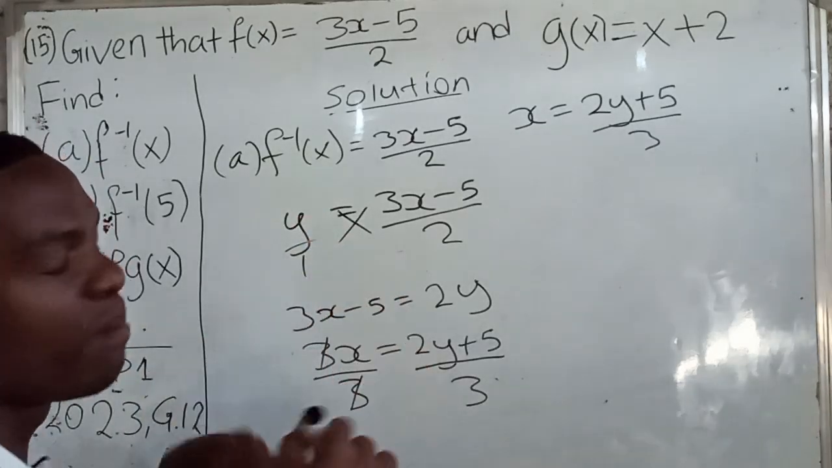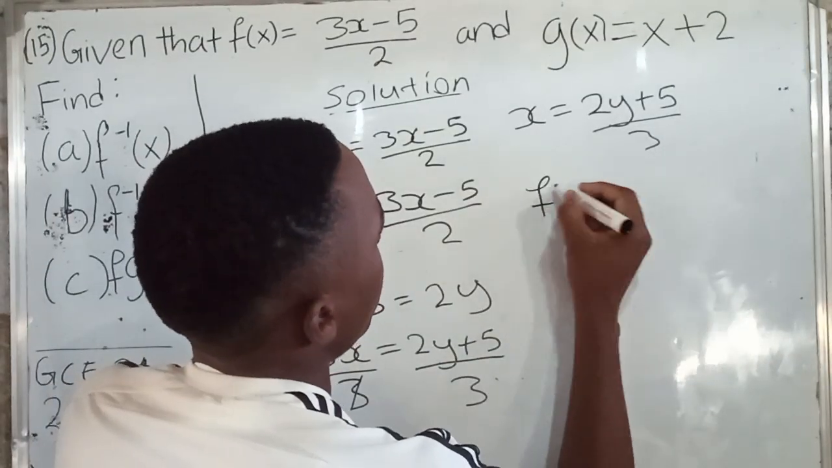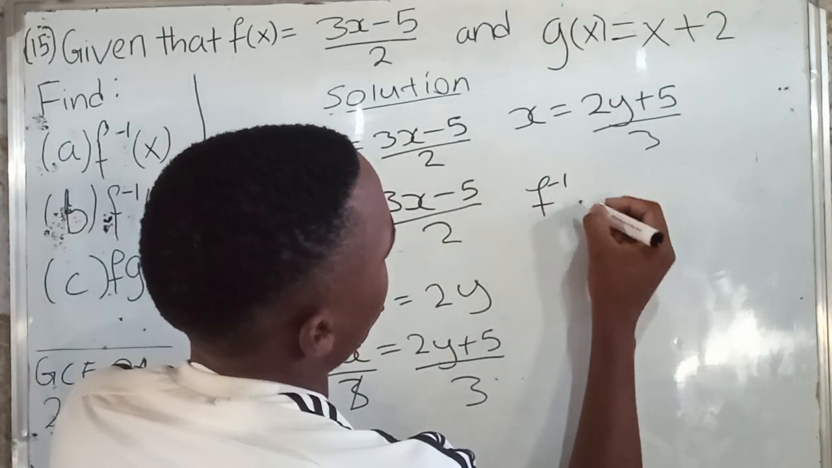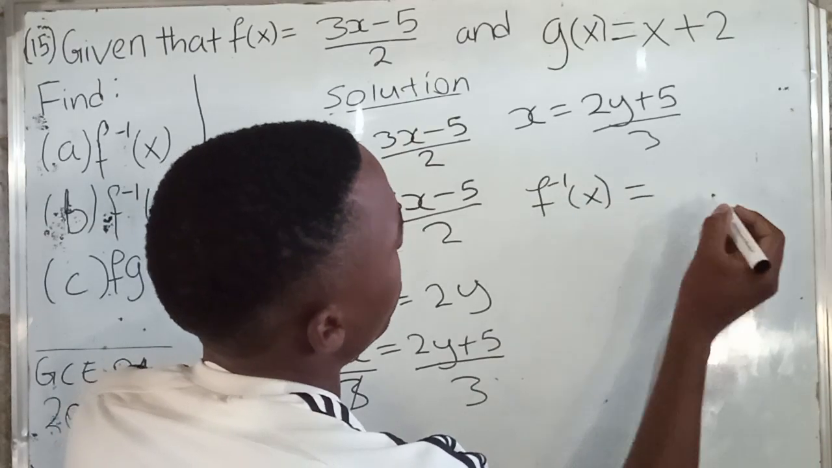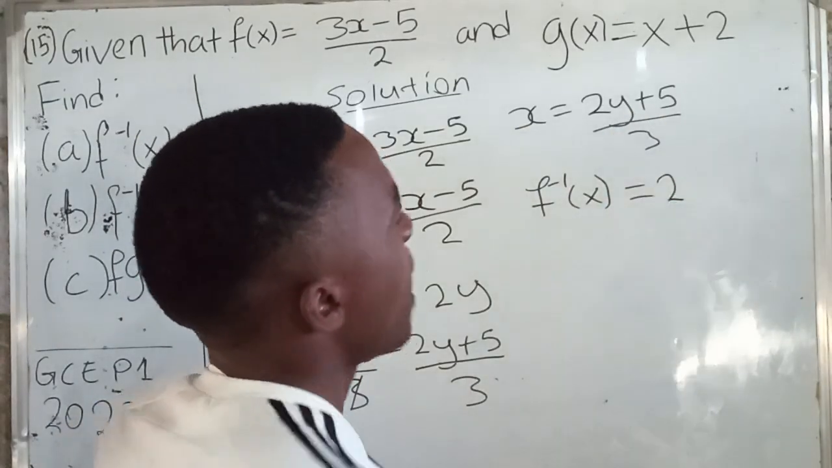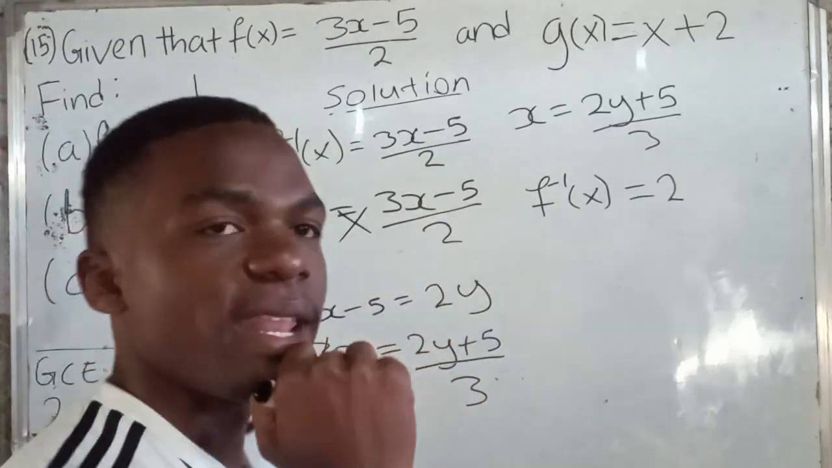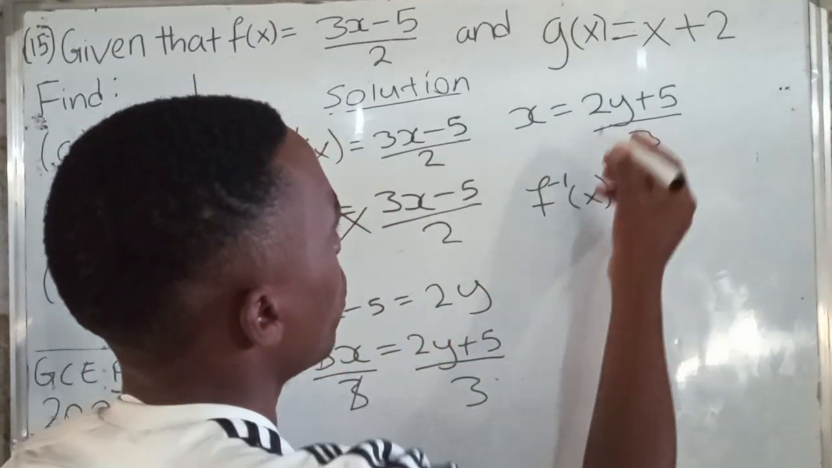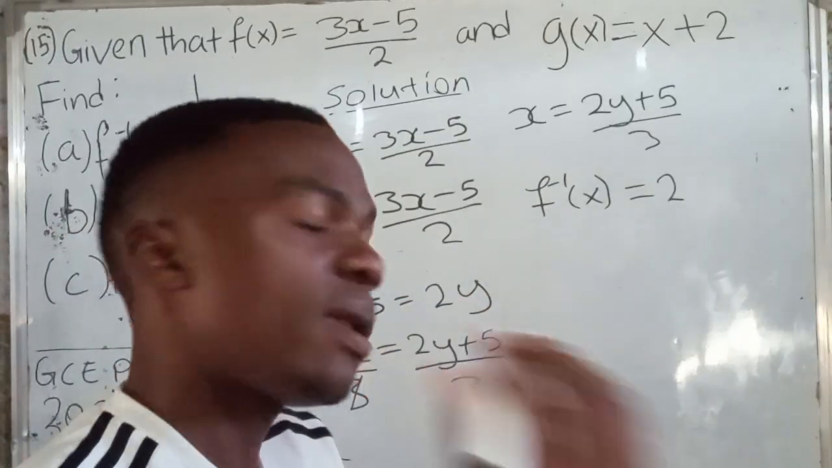So now we are going to bring it back. Now we are going to say inverse function of x is equal to 2, and where there is y, we are going to bring back the letter x. We are going to remove the letter of our choice and put the original letter.